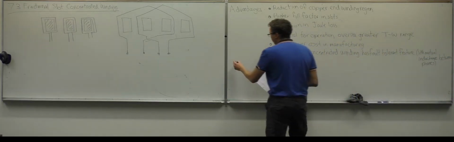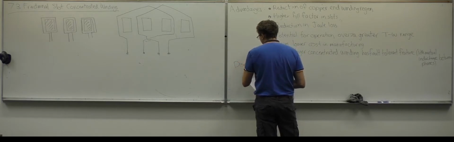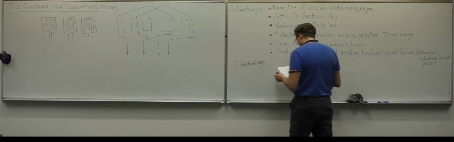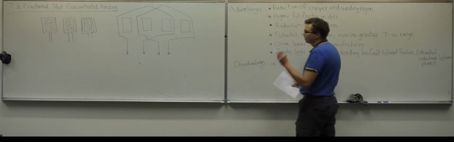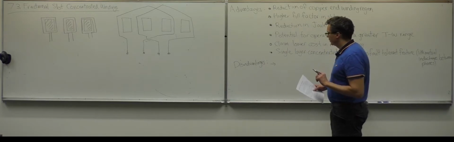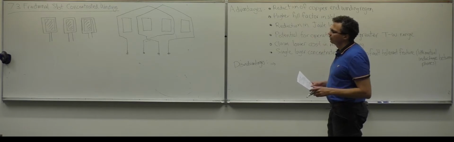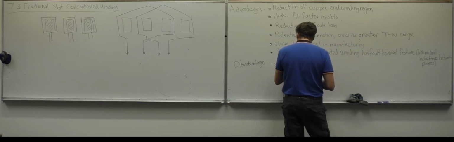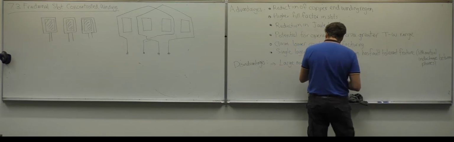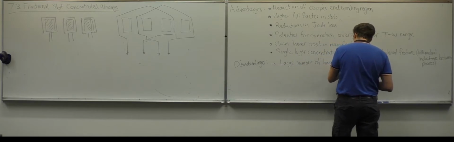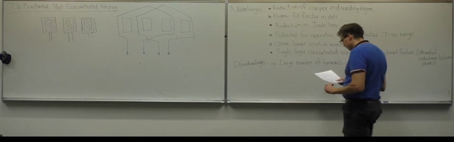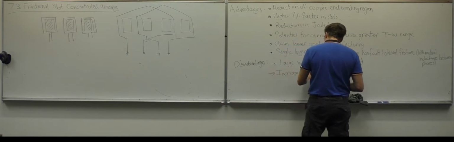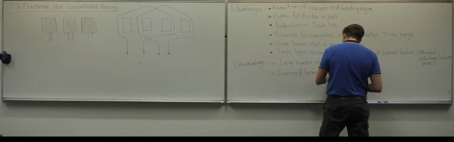However, there are some disadvantages. You don't see fractional slot concentrated windings being used in induction machines, for example. The reason is, as we'll show a bit later, that having this concentrated winding results in a lot of harmonics being created. So a large number of harmonics created, and you get increased harmonic losses.